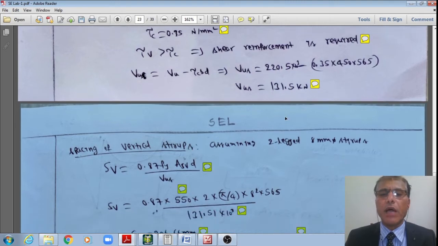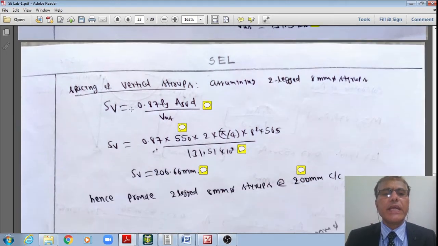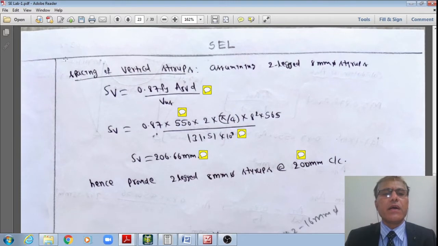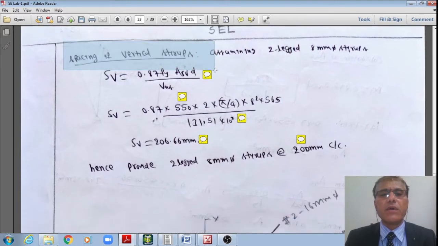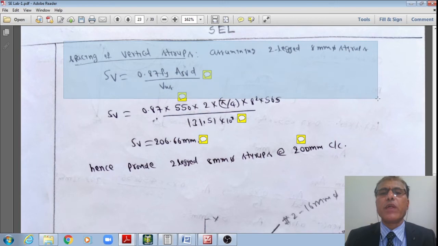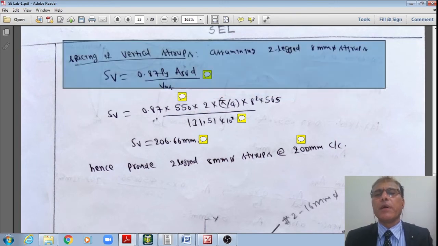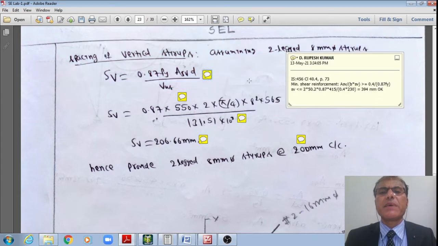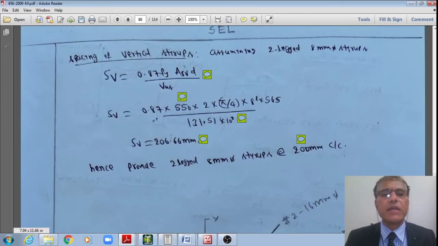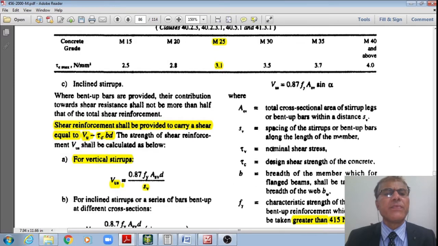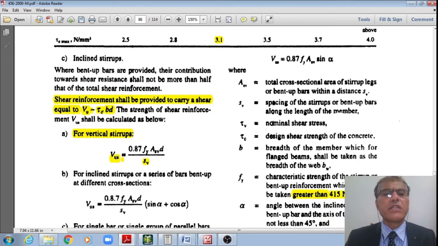Now, therefore, I'll initiate the design of the vertical stirrups. Therefore, I'm assuming 8 mm diameter, 2-legged vertical stirrups. Therefore, as per clause 40.4, page number 73, I do have this formula, student. Just now we have seen that, right? Code specification, right? For vertical stirrups, Vus is given by 0.87 fy Asv d divided by sv, right?